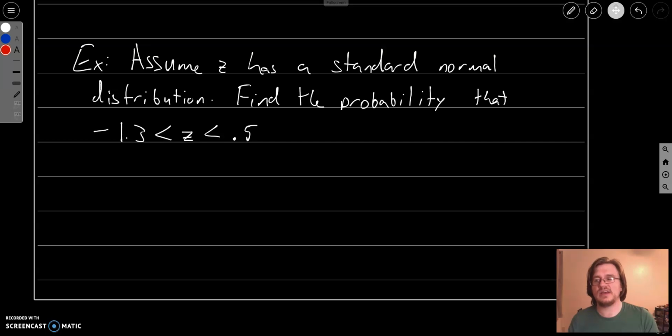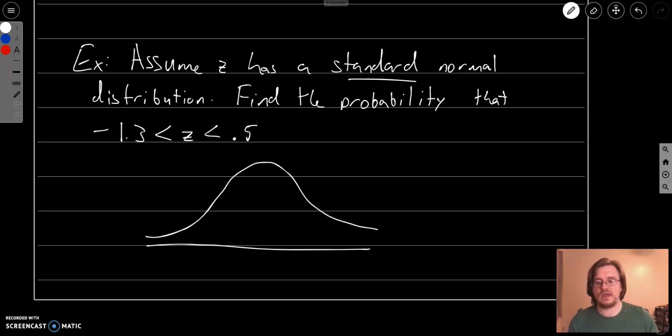This last one, if we assume that Z, again, has a standard normal distribution, so if I draw a picture, and now I want to look at those Z-scores between -1.3 and 0.5. So again, we just draw a picture. There's negative 1.3, there's 0.5.